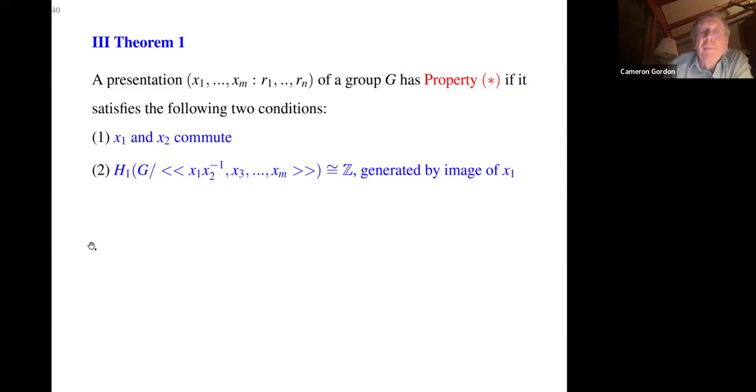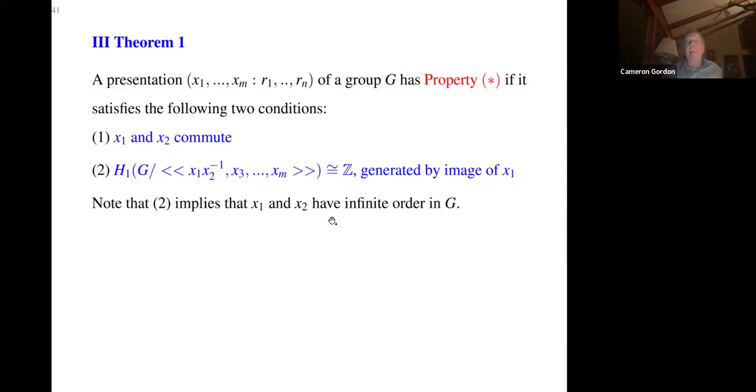So that's just a very technical condition, but it'll enable us to play some little tricks. And notice this implies that x1 and x2 certainly have infinite order, right? Because each one maps to something of infinite order when you abelianize and kill these guys.